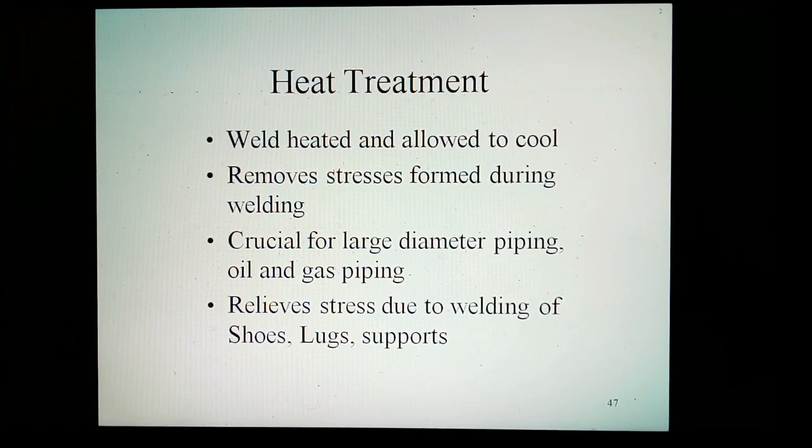Heat treatment. In this process, the weld is heated and allowed to cool. It removes stresses formed during welding. It is crucial for large diameter piping, oil and gas piping. It relieves stress due to welding of shoes, lugs, supports.